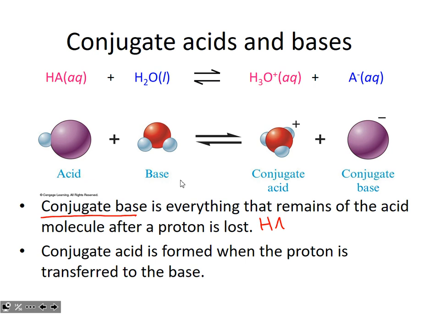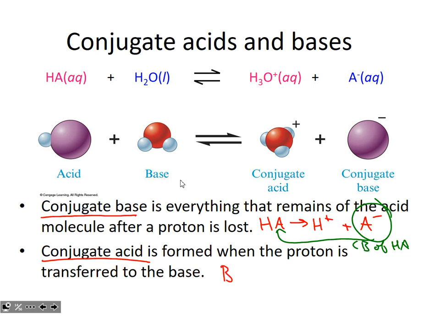For example, if you have HA, your acid, and it donates a proton, and you're left with A minus, the A minus would be called the conjugate base of HA, because it's what is left after the HA has donated a proton. A conjugate acid is the same idea, just for a base. A conjugate acid is the thing that is created when your base acts like a base, meaning after your base has accepted a proton, what is the thing that you now have left?